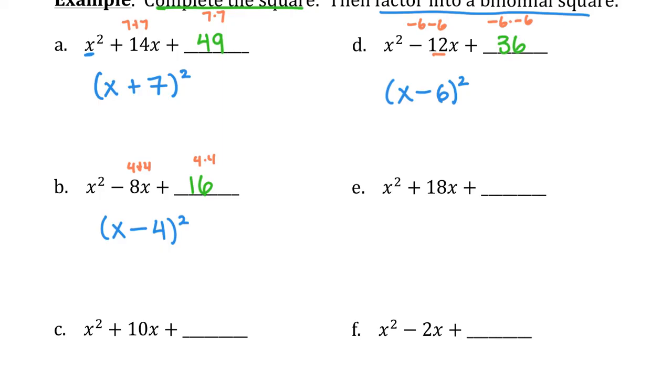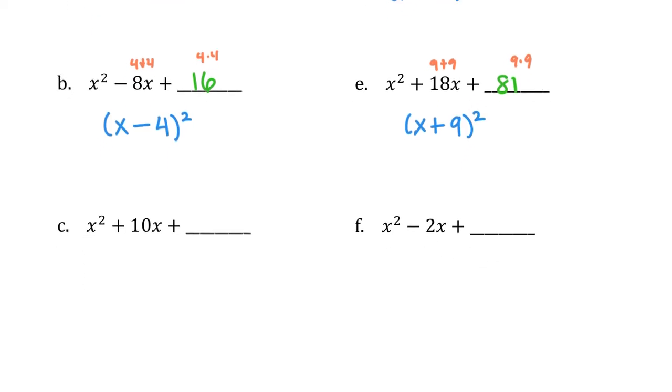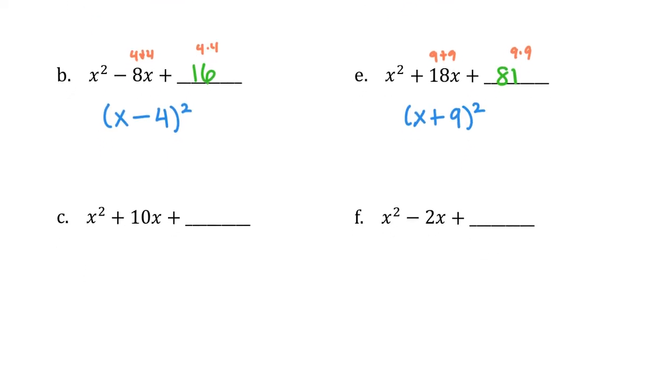x squared plus 18x, let's see. 18 divided by 2 is 9, so this is 9 plus 9. If I do 9 times 9, this should be an 81, and that's completing the square. The binomial is x. Since this is a plus, I'm going to put a plus, and then it was 9, the number I was using to find all the other values. Let's keep going. Two more.